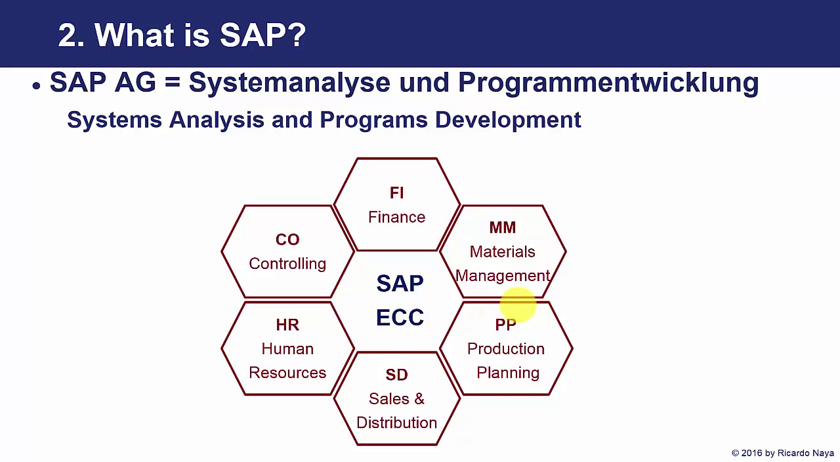What is SAP? SAP is a software that stands for System Analysis and Program Entwicklung. That is a German software which is built by different modules. One of the main products is SAP ERP or ECC, which has different modules such as FI, Finance, MM, Materials Management, PP, Production Planning, SD, Sales and Distribution, HR, Human Resources, or CO, Controlling. Inside these different modules, there are others, like Warehouse Management, which we are going to see.